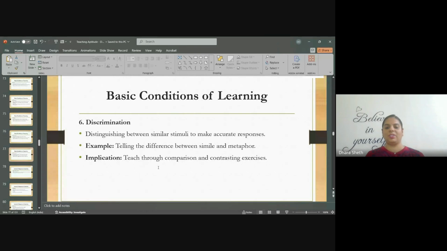That is discrimination. So teaching through compare and contrast, the tables which I put where, we distinguish between pedagogy and andragogy and heutagogy, that is discrimination.